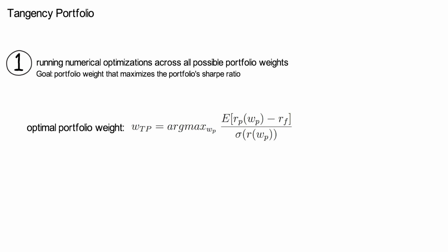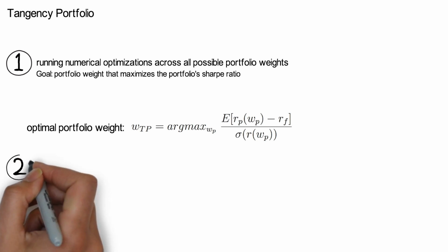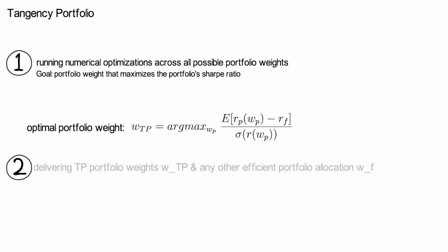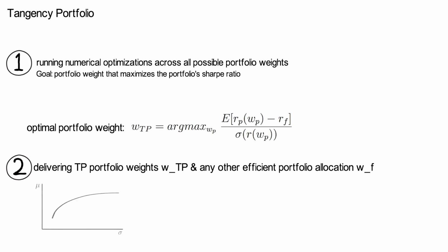I also like the upcoming second approach, as it gives us not only the portfolio weights of the tangency portfolio, WTP, but it also gives us any other efficient portfolio allocation, WF. Now, that's the approach that is often used in financial software, which displays the efficient frontier. So here's what you would do numerically.